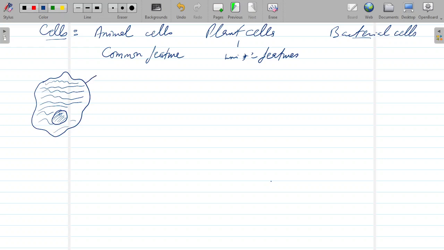And this outline or border is called the cell membrane. This stuff inside that is seen to be filling the cell is the cytoplasm, and this large dark colored blob is the nucleus. Right, and so let's talk about the cell membrane.